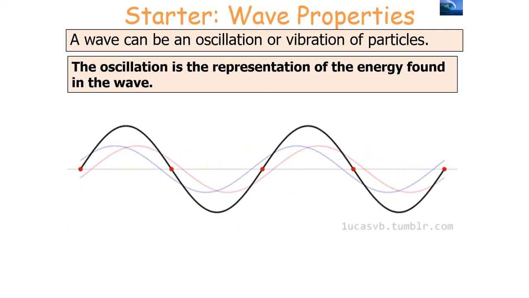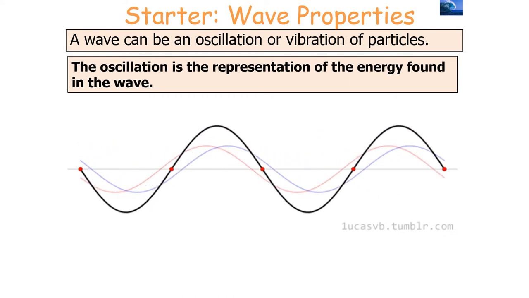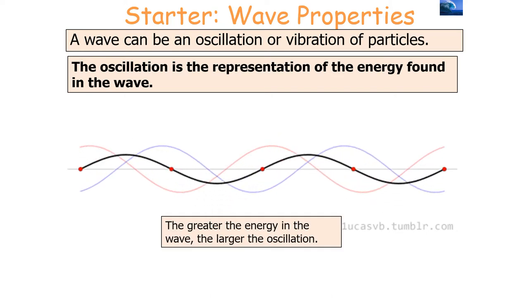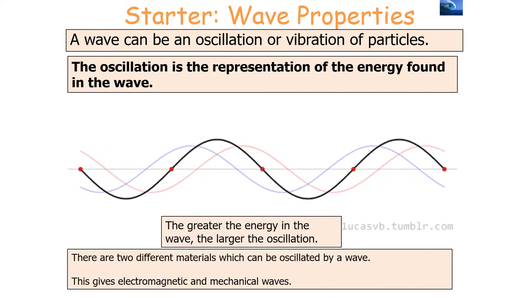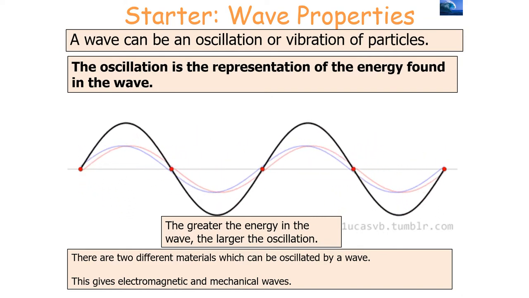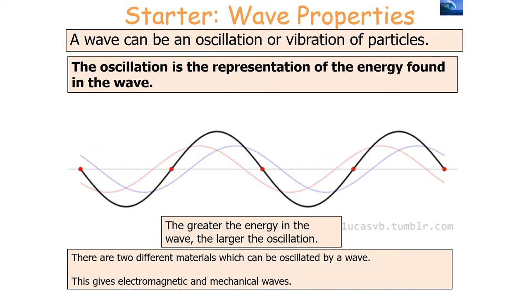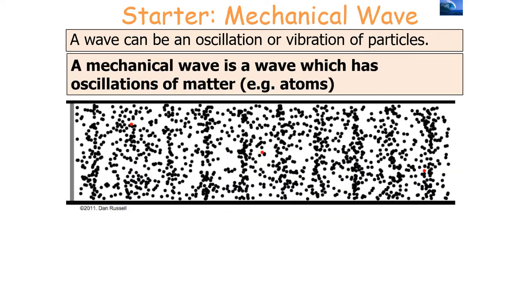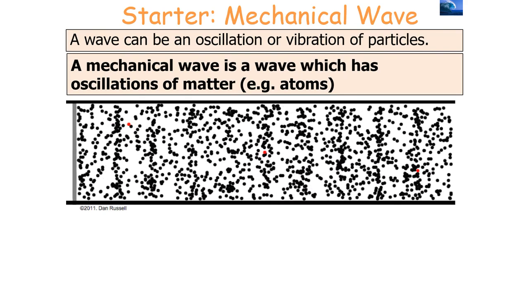So here we've got our representation of a wave, which is the oscillation of the energy found in the wave. Now, the greater the energy in the wave, the larger the oscillation, and there are two different materials which can be oscillated by a wave, which gives us two categories of wave: electromagnetic waves and mechanical waves. So a mechanical wave is a wave which has oscillations of matter, so atoms.